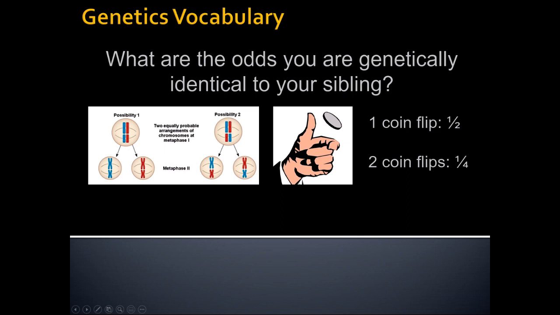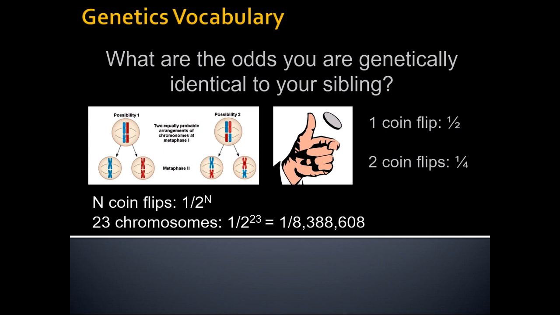So if we extend this beyond just 2 coin flips, then we can mathematically display that as this equation here, 1 over 2 to the n power, where n is the number of coin flips. So 1 coin flip, 1 out of 2 to the first power, which is 1 out of 2. 2 coin flips, 1 out of 2 to the second power, which is 1 out of 4, and so on.